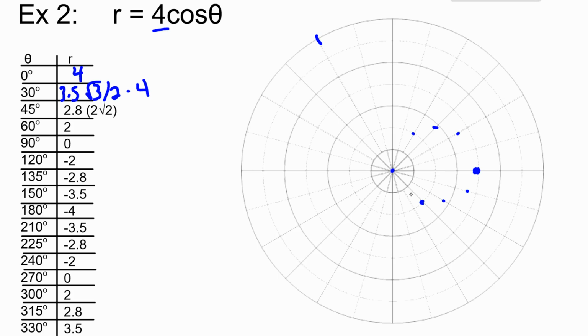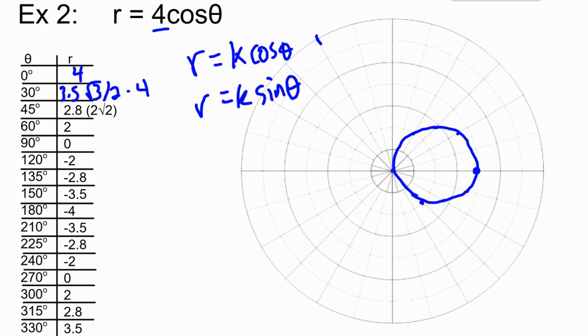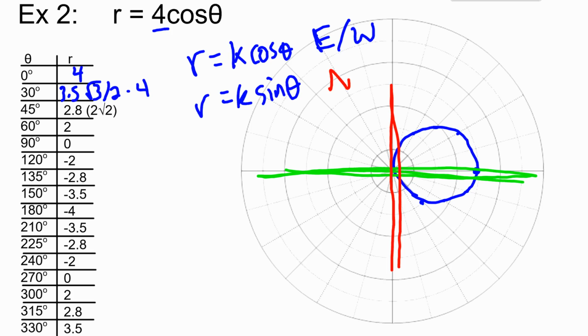So this, once again, is going to be a circle as well. Let's see if I can graph this. Not too shabby. So this is also a circle. A circle equation is going to be in this form: r equals k cos theta, or r equals k sine theta. If you notice, the one on the poles, on the east and west, that's going to be cosine. What I mean by that is it's sitting on the 0, 180 line. And if it's on the north-south line like this, that's the sine circle equations.